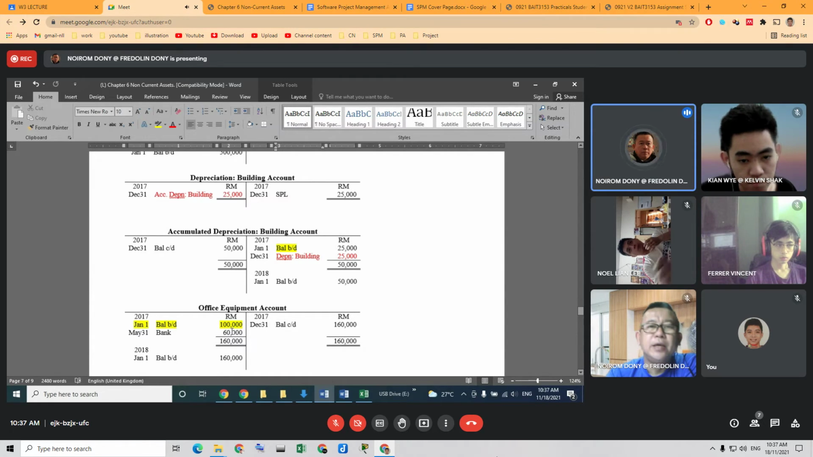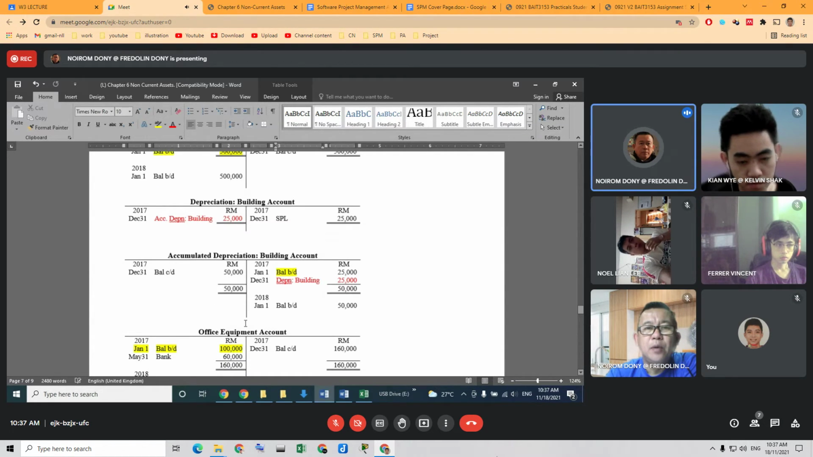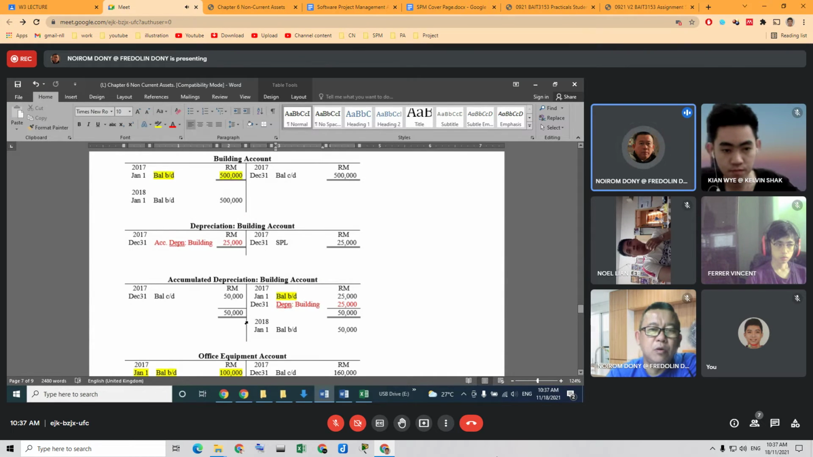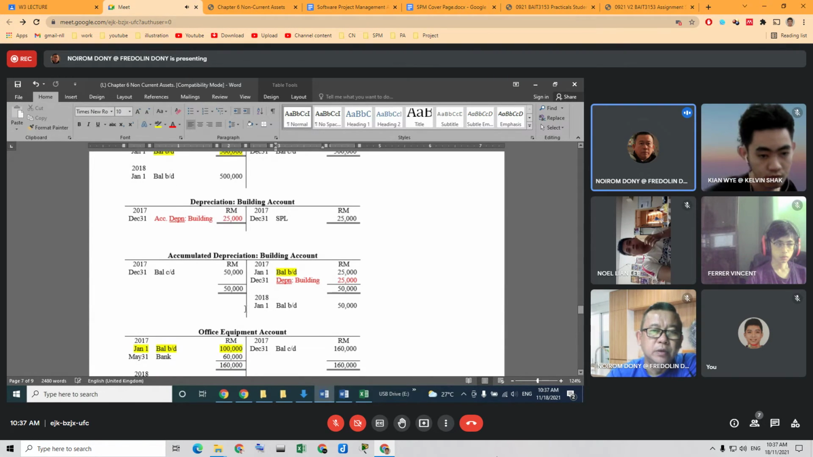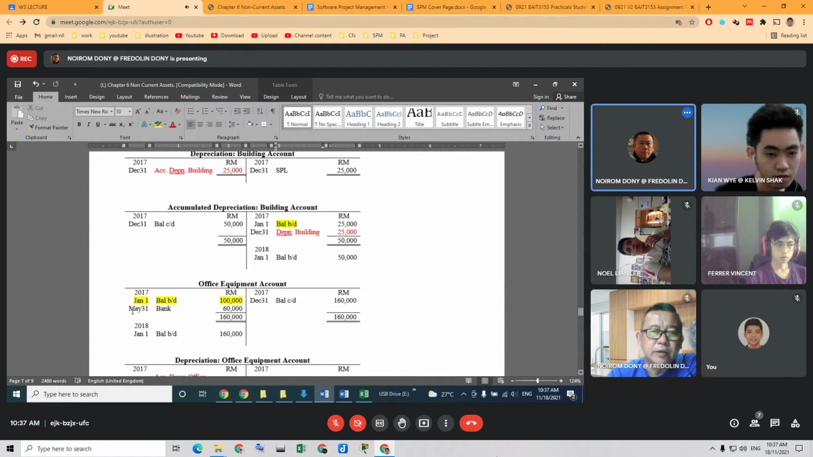Okay, so now we record the additional information first. Only office equipment has additional information, that is note number 2, which is newly purchased in May. So record the date, May 31st. And then paid by check, so we record the particular as bank, and the amount is 60,000.